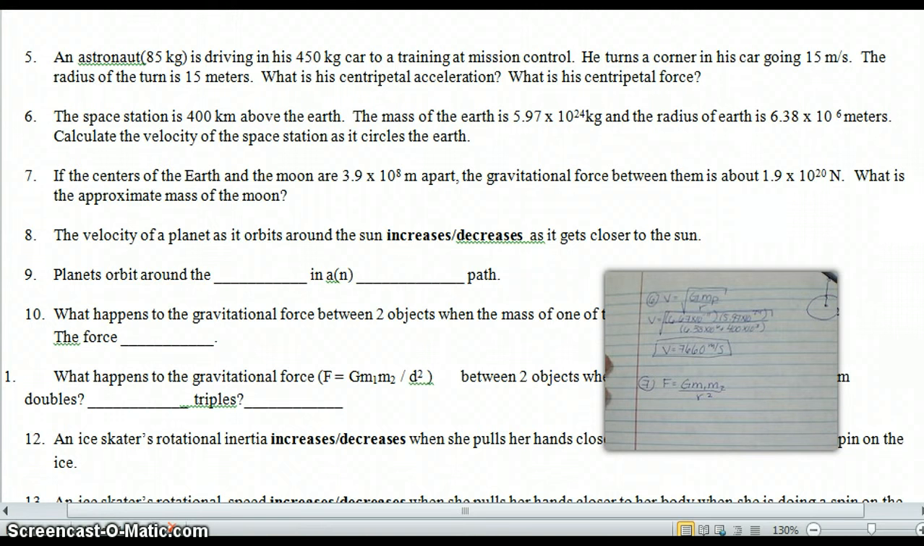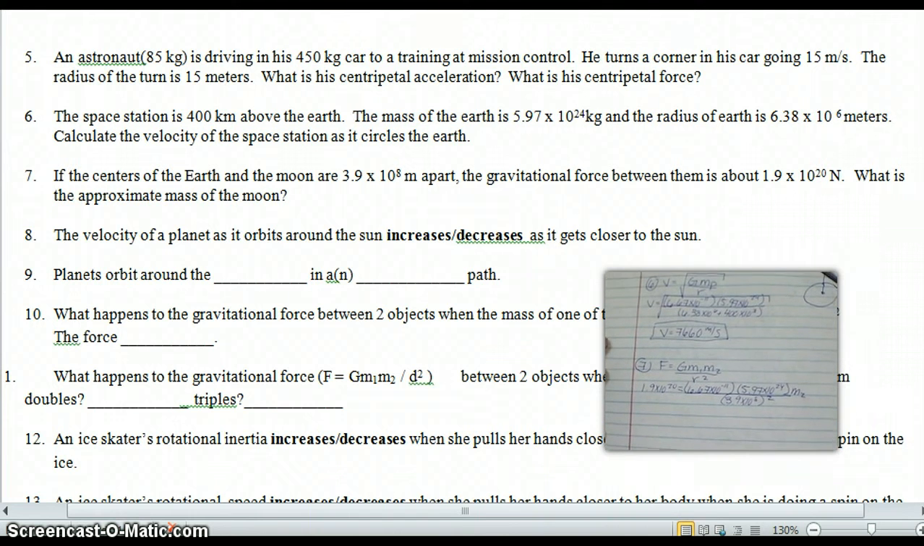They tell us our force is 1.9 times 10 to the 20th. We know G is 6.67 times 10 to the negative 11th. And our two masses, we have one of the Earth and one of the Moon. Well, if you look back into problem 6, they give you the mass of the Earth. So our first M1 is 5.97 times 10 to the 24th. And we're solving for M2. And they give us our distance is 3.9 times 10 to the 8th squared. So we need to solve our equation for M2.